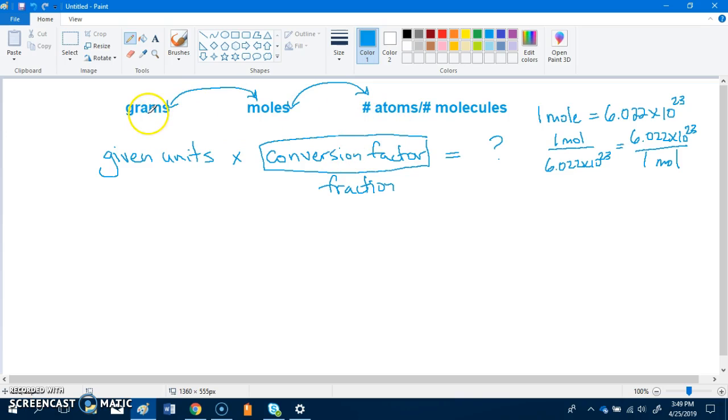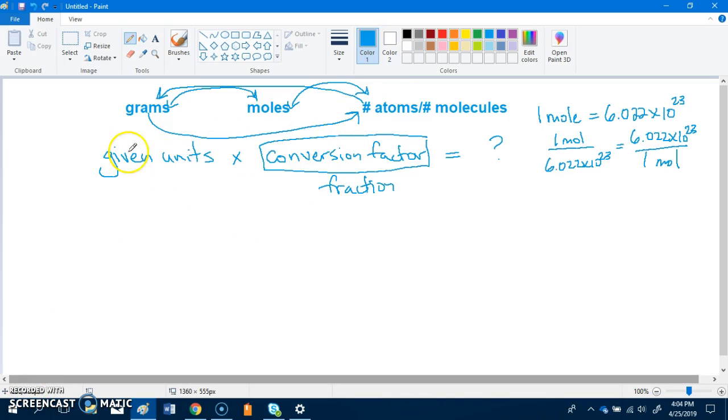However, if you're going to skip over moles and go right from grams to number of atoms or number of molecules, that's going to actually take you 2 conversion steps. You can't go right from grams to atoms and molecules. You're going to have to go from grams to moles and then moles to number of atoms or molecules, and that's the same thing going in the opposite direction. So 2 conversion factors that you have to go by.